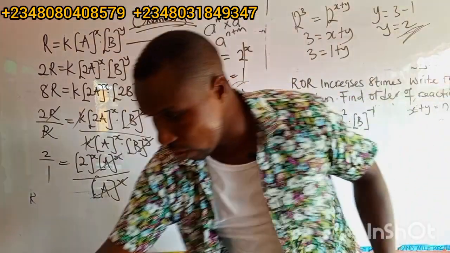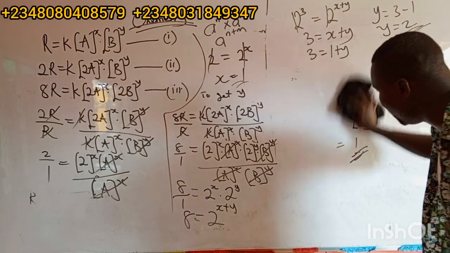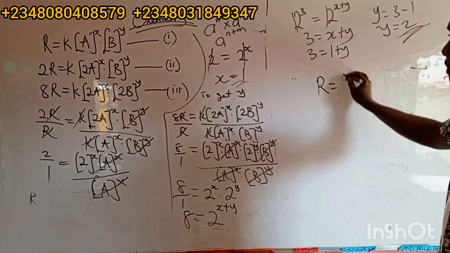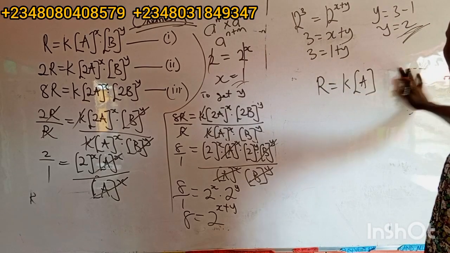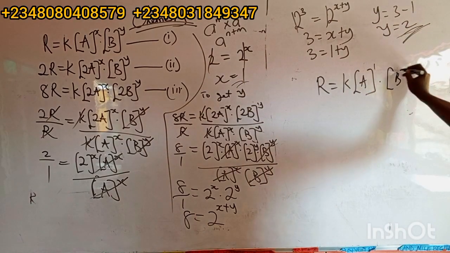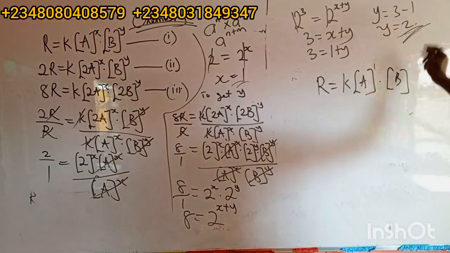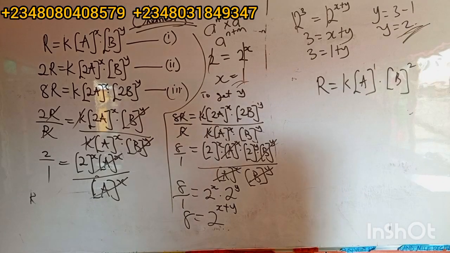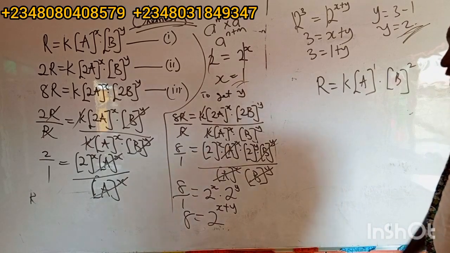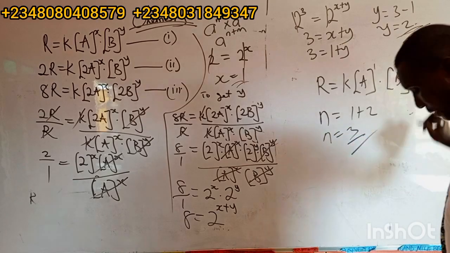Very easy. Write the rate law equation and find order of reaction. What is the rate law equation? R equal to K into A raised to power X. What is my X? 1. Then B raised to power Y. What is my Y? 2. That is the rate law expression. But the next question says, find the order of reaction. Order of reaction, N equal to 1 plus 2. N equal to 3. That is that.